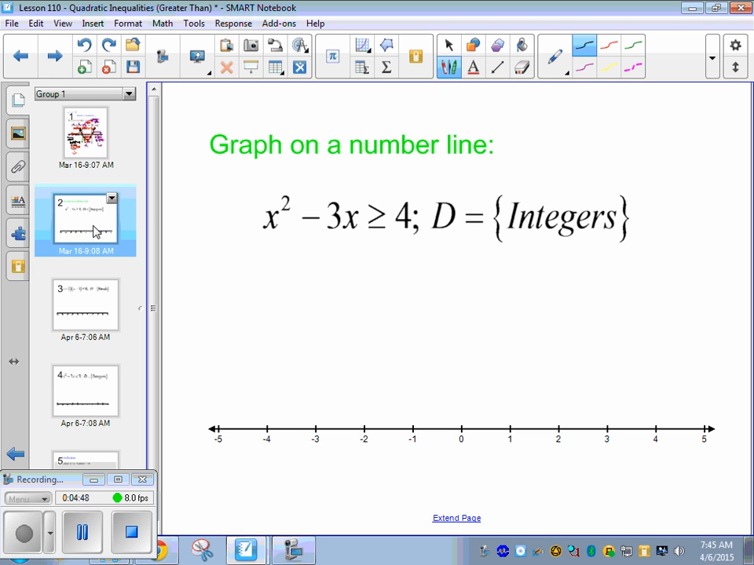Okay, so x squared minus 3x is greater than or equal to 4. This time we have a domain of integers. So a couple different things to think about. First thing we have to do is set it equal to 0 and factor it. So we've got x squared minus 3x, subtract the 4 to the other side, and now we're going to factor it.